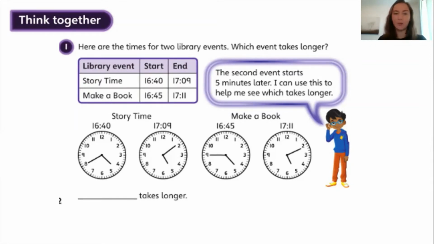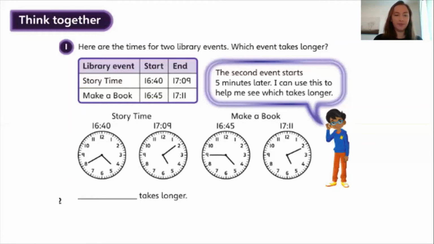So let's start with story time. Story time started at 16:40 and ran till 17:09. The minute hand here has to move around all the way until it gets to just here, just before the 2. I can see that's about halfway across the clock. Let's work it out exactly though.